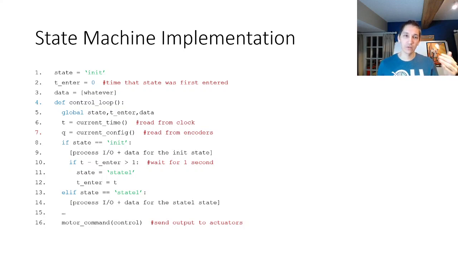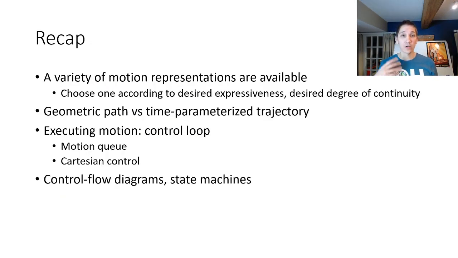And so what you'll do in your control loop is read from your sensors, which could also be, for example, the clock, as well as the joint encoders of your robot. And depending on what state you're currently in, you'll do some processing for that state. You may, for example, have a time-dependent exiting condition. So here, from lines 10 through 12, it will check to see whether you've been in this initialization state for a second, and if so, it'll move to state 1. And then it will change the time at which you enter state 1, etc. So there's an incredible richness and complexity of the types of behaviors that we can implement through controllers.